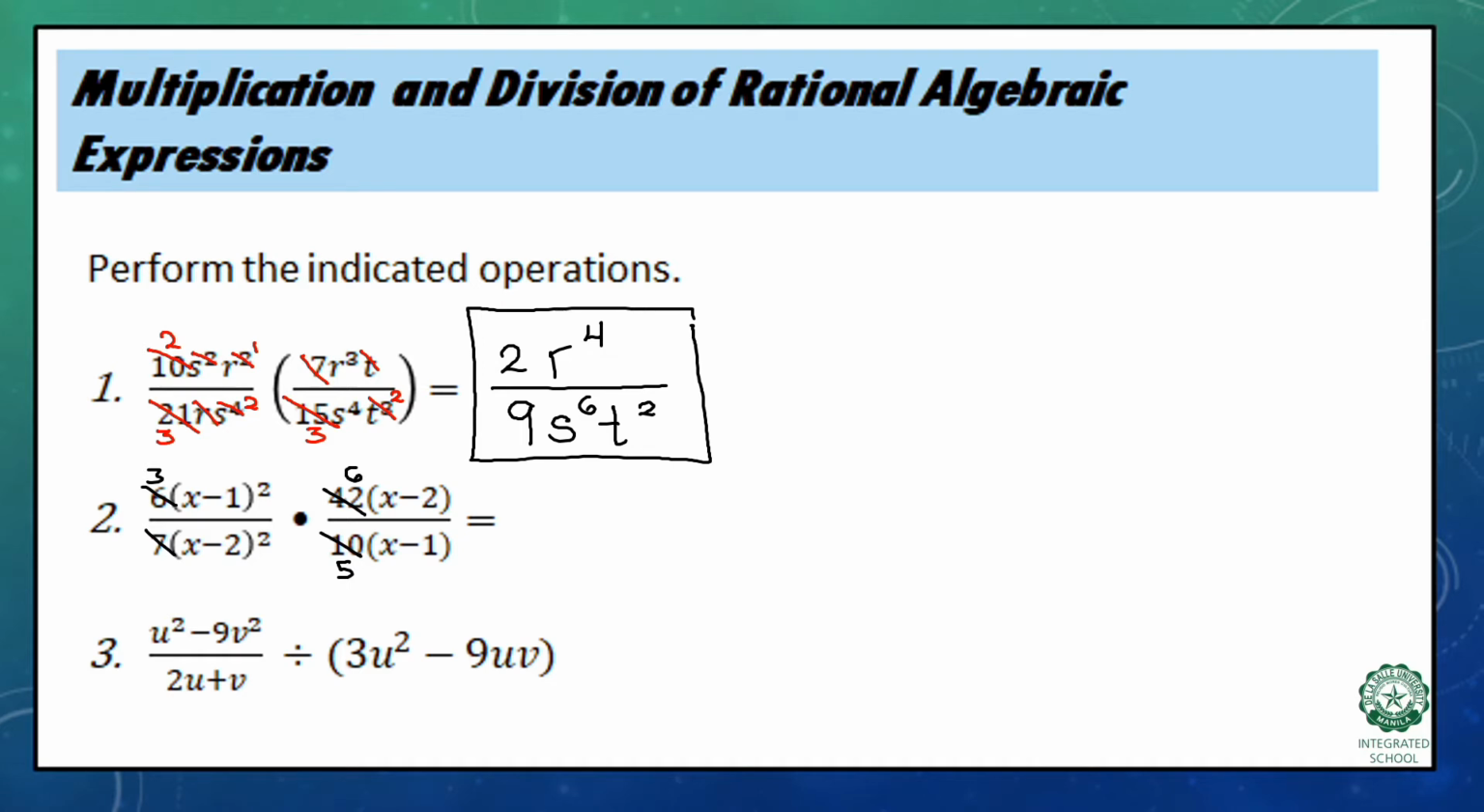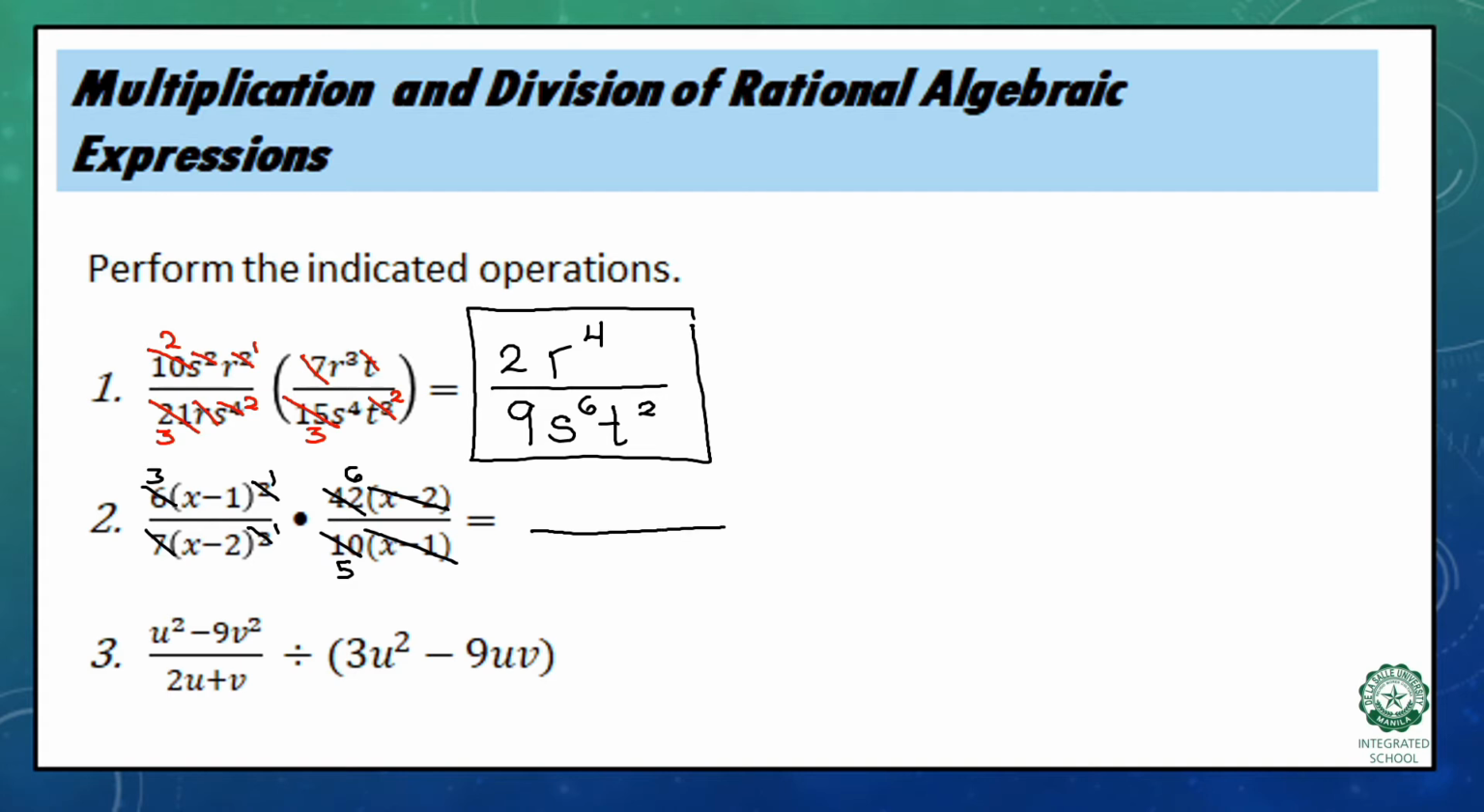Now we can cancel x minus 1 and x minus 1. You can see this is squared. We still have 1 left. And then the x minus 2 can still be cancelled with x minus 2. We still have 1 left because of the exponent squared.